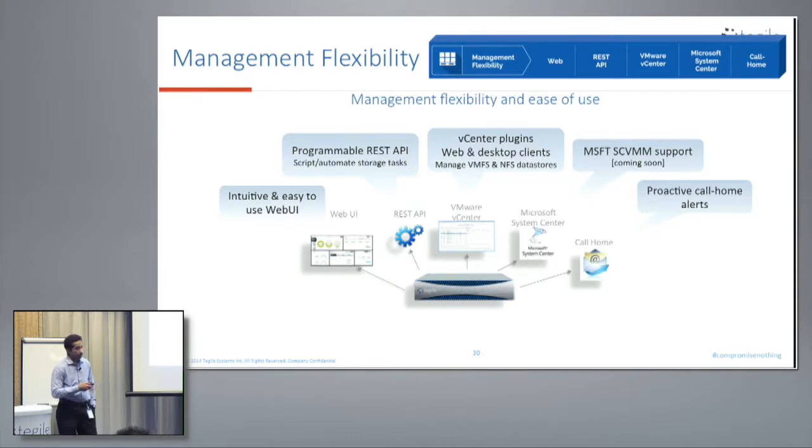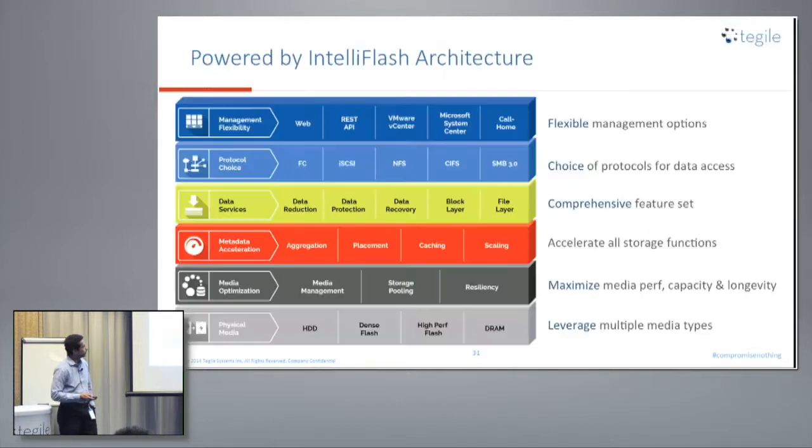So we have that. Obviously, we have vCenter plugins. We have both a web client as well as a desktop client, which manages both NFS data stores as well as VMFS data stores, both with iSCSI and Fiber Channel. Coming soon, we have Microsoft SCVMM support. So it's going to be for both Block as well as Hyper-V. Since we'll be supporting SMB 3.0, you have Hyper-V support, SCVMM supporting both Block and Hyper-V. We also have proactive call home alerts, but that's standard with a lot of storage arrays. And we already talked about analytics within the array as well as the IntelliCare cloud-based analytics. So I'll skip through that.